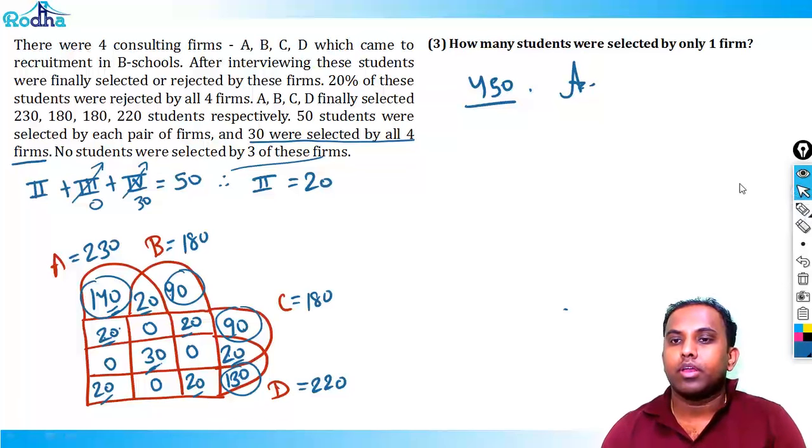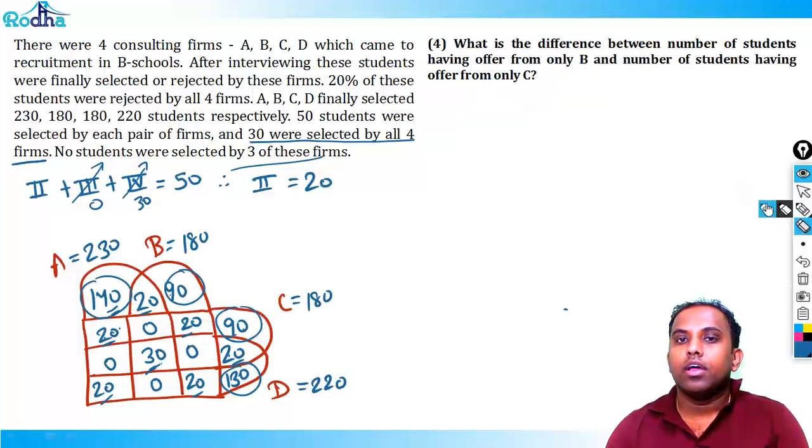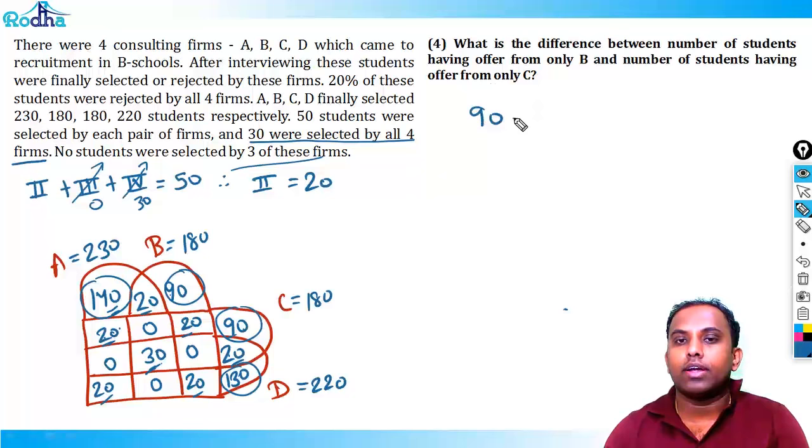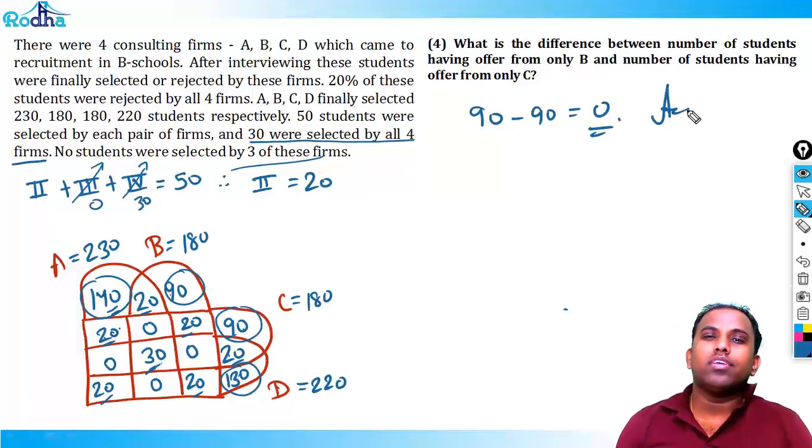Fine. Next one is, what is the difference between the number of students having offer from only B and the number of students having offer from only C? Only B is 90 and only C is also 90. So 90 minus 90 is what? 0. The difference is 0.